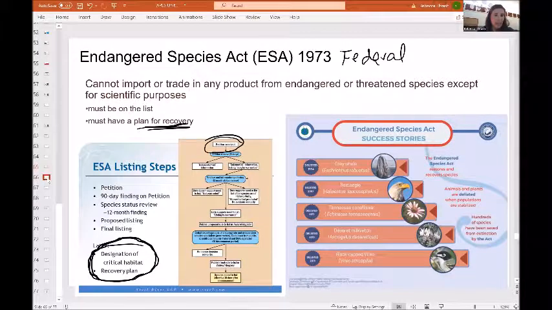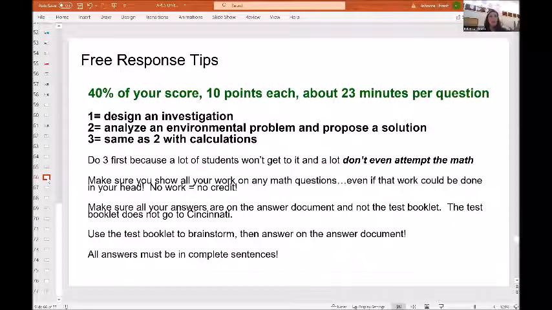All right, you guys, I want to talk about free response tips now, and then I've got a practice that we can look at. If you remember, the free response section is going to be about 40% of your score. There will be three questions and they're 10 points apiece. The time you have for this section is 70 minutes, which averages out to about 23 minutes per question. But that includes reading it, drafting out your answers, and then writing your response.